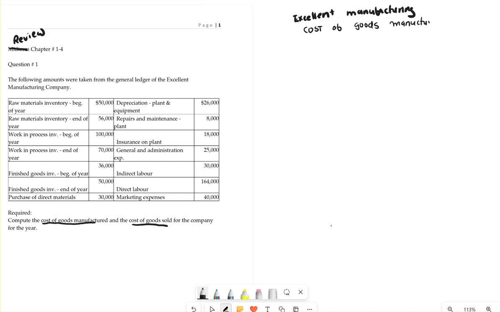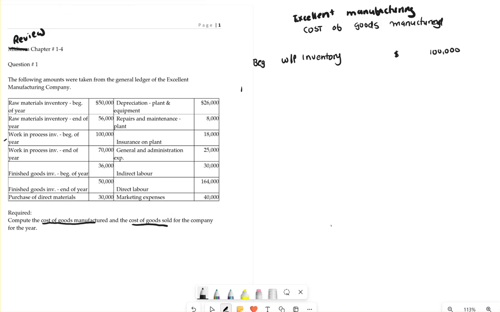We have 3 manufacturing costs: direct material, direct labor, and manufacturing overhead. When we do that, the first thing we are going to do is start with beginning work in process inventory, which is given to us in the question. W/P is work in process inventory, and we start with 100,000.